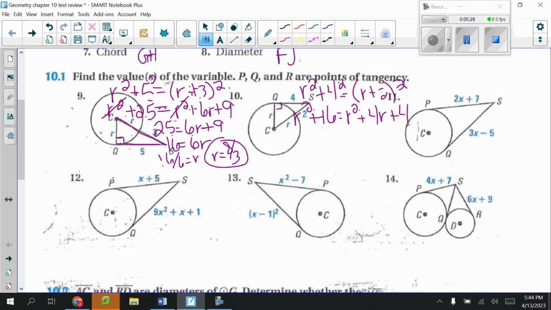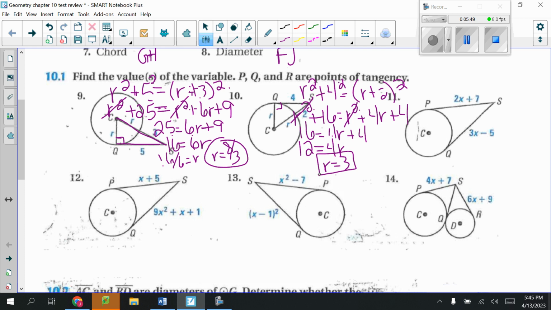Yet again, when I move my R squareds over, they cancel. And so I'm left with 16 equals 4R plus 4. I'm going to subtract the 4 over, so then I have 12 equals 4R. And this time when we divide, we get a nice whole number, R equals 3.